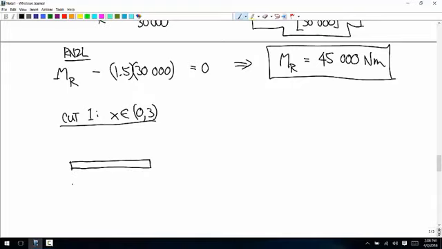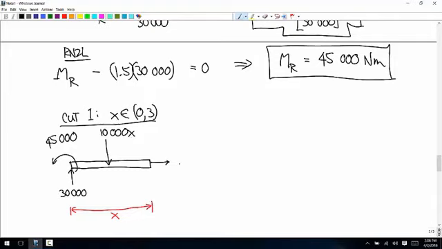So over here we have an upward force of 30,000 and a positive couple of 45,000. And then we have a distributed load. The length of our cut is x. The distributed load is 10,000. So if we treat that as a point force, this is 10,000 x. And our internal loads, T, V, M.